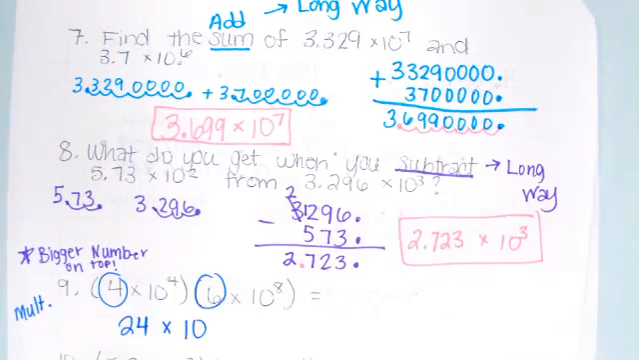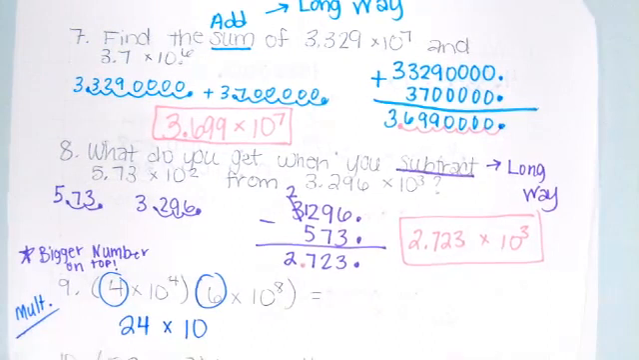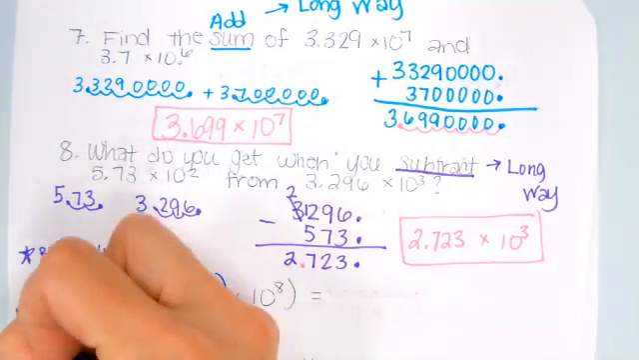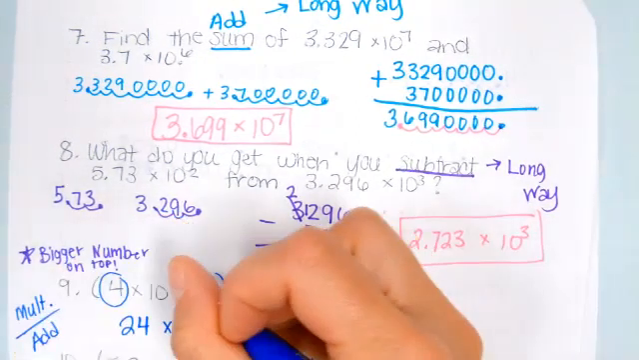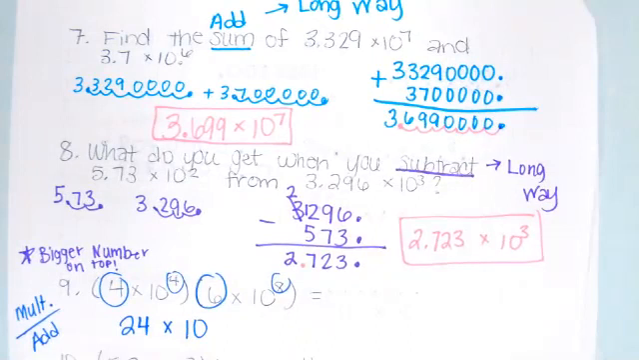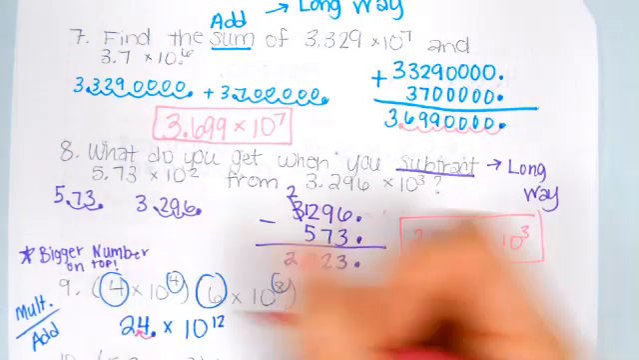Times 10. If I multiply, what else do I do with exponents? Yeah, that's right. Add. 4 plus 8 gives me 12. Okay. On that 24, where's the decimal right now? Yeah, it's back here. Where do I have to move it? To the left or the right? To the left. Let's go. So if I move it left now, all right, it'll be 2.4. Yep.